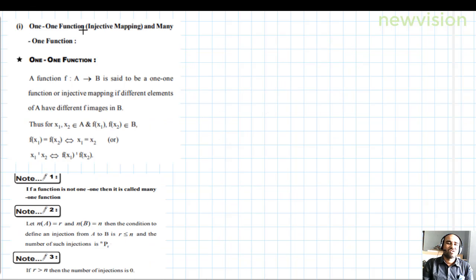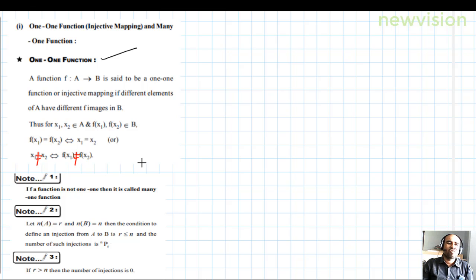Listen, one-one function or injective mapping, and later many-one, later that one. First of all, one-one function. A function f from A to B is said to be one-one or an injective mapping if different elements of A have different images in B. Thus, x1 comma x2 belongs to A, f of x1 comma f of x2 belongs to B, f of x1 equal to f of x2 implies x1 equal to x2. What is the meaning of implies? If x1 is equal to x2, then f of x1 should equal f of x2. Or f of x1 equal to f of x2, then x1 should equal x2. So here f of x1 not equal to f of x2 implies x1 not equal to x2. This is the definition of a one-one function.